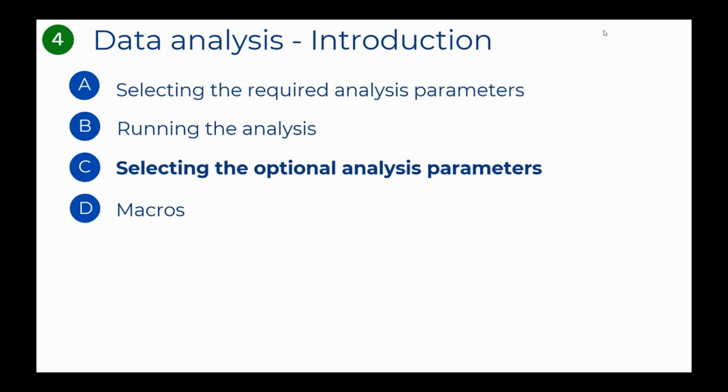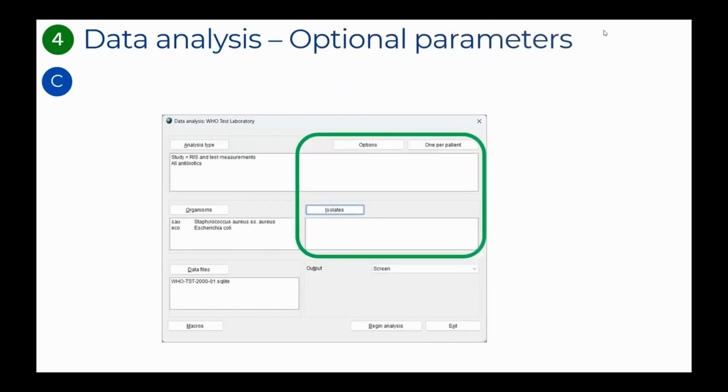We have seen how to select the required analysis parameters, and we have seen how to run the analysis. We will now review some of the optional analysis features. As you can see in the green box, there are additional options on the data analysis screen. There are options labeled Options, One per Patient, and Isolates.